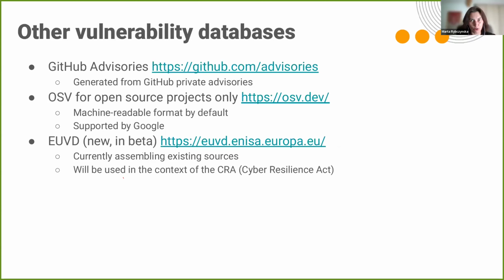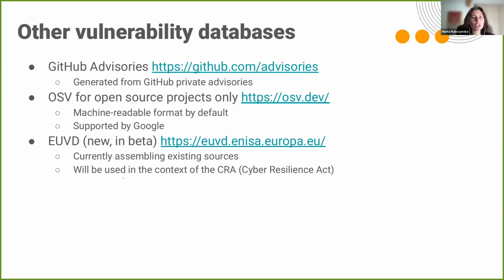And that's not all, because we have way more databases. GitHub has its own database of advisories based on GitHub private advisories. Cairo will be talking about this later today. There's a database called OSV that includes only open source projects. And that is interesting because it includes a machine-readable format by default.